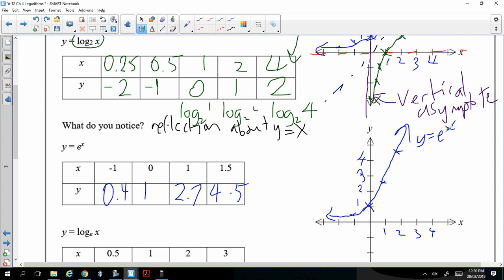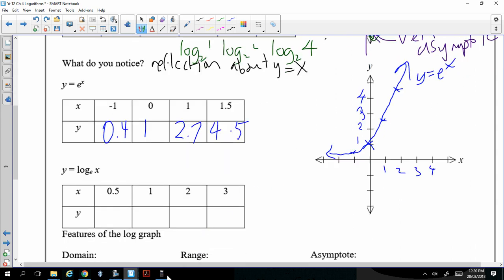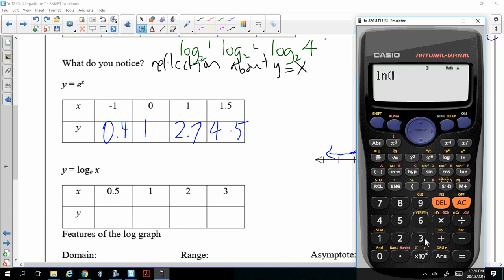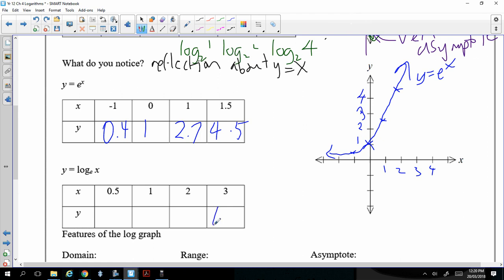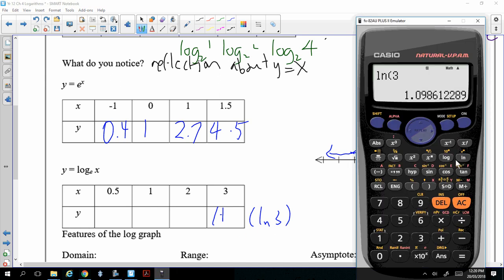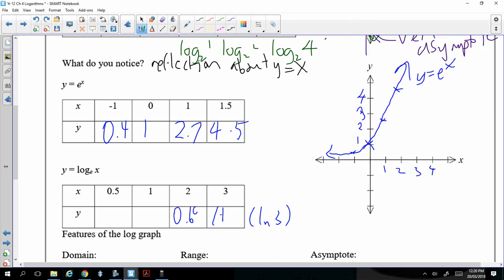And then we can do the same thing with log base e of x, because all you have to do is just use the ln button on your calculator. ln3 is 1.1, right? And the other one, ln2 is 0.69, or just 0.7. ln1 will be 0. ln0.5 will be -0.7. All right.